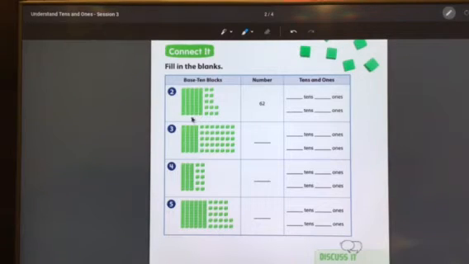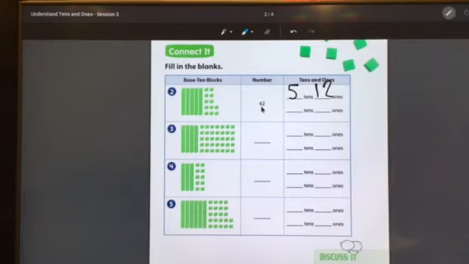So first, when I count this, I'm going to count 1, 2, 3, 4, 5 tens. So on the line right here, you're going to write 5 tens. And how many ones are there? 1, 2, 3, 4, 5, 6, 7, 8, 9, 10, 11, 12. So 5 tens and 12 ones is a different way to show the number 62.